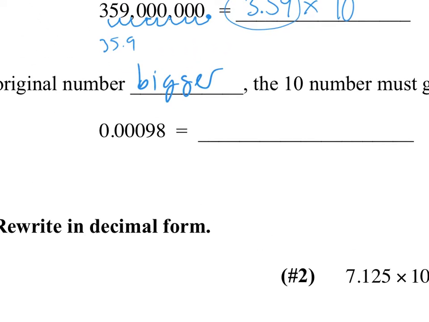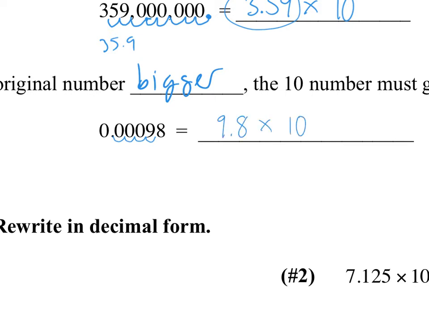Okay, so we have 0.00098. I need to move the decimal so it's between 1 and 10. So I'm going to keep going here. So tell me when to stop. That's 0.98. That's 9.8. Is 9.8 between 1 and 10? It is. 9.8 is between 1 and 10.